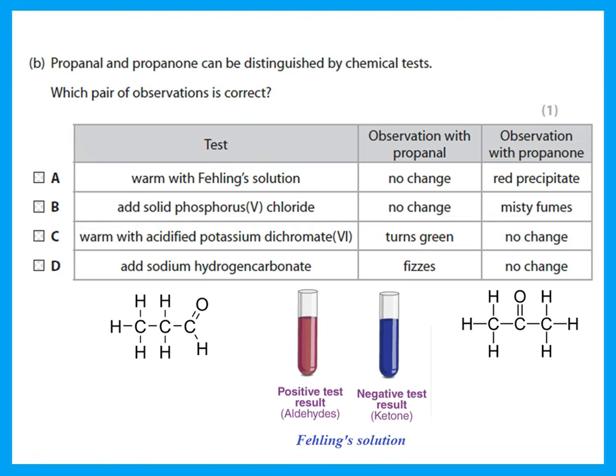What if I warm with acidified potassium dichromate? Now you should remember, potassium dichromate is what? It's an oxidizing agent. If I add it to an aldehyde, it would oxidize it to an acid and change from orange to green. So with the propanal, it should turn green. With a ketone, there is no change or no reaction because a ketone cannot be further oxidized. So this is actually my answer. What if I add sodium hydrogen carbonate? Remember that sodium hydrogen carbonate would give fizzing or bubbles of gas with an acid, not an aldehyde or a ketone.